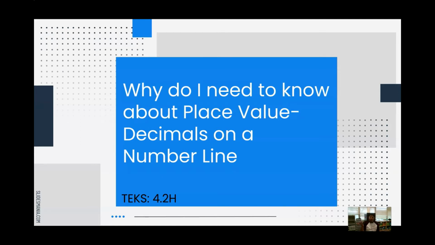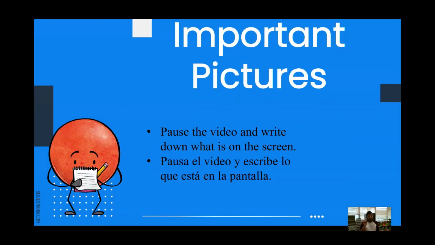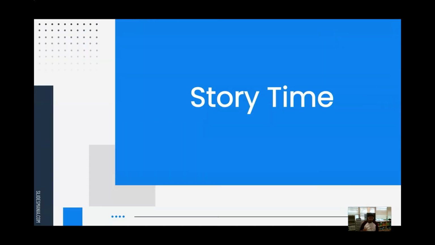Why do I need to know about place value decimals on a number line? TEKS 4.2H. Let's get started. Remember, if you see this, pause the video and write down what's on the screen, okay?